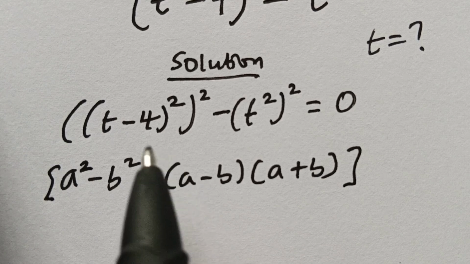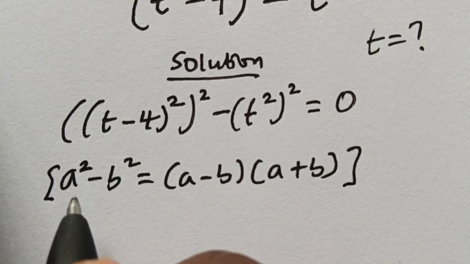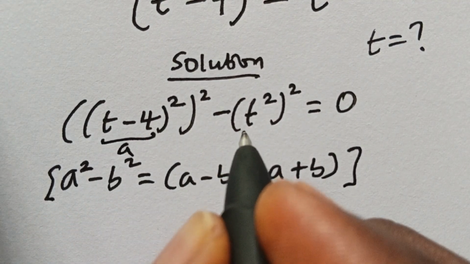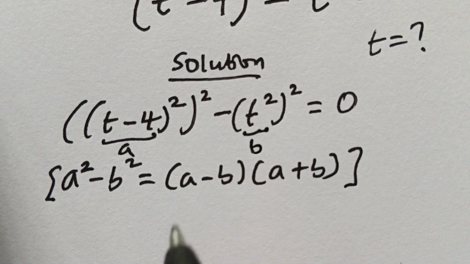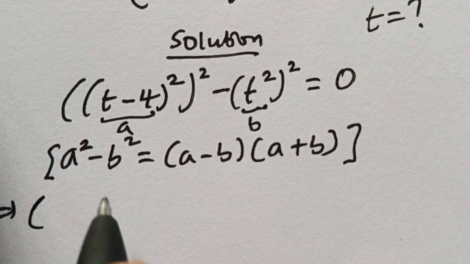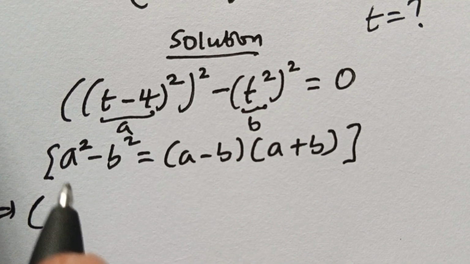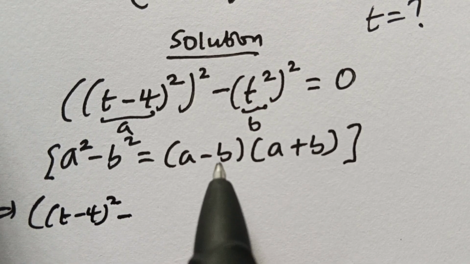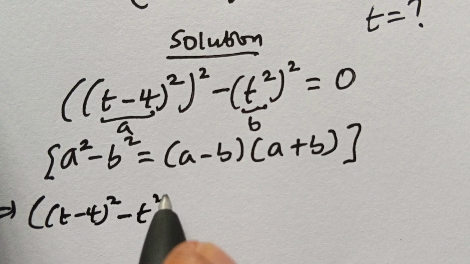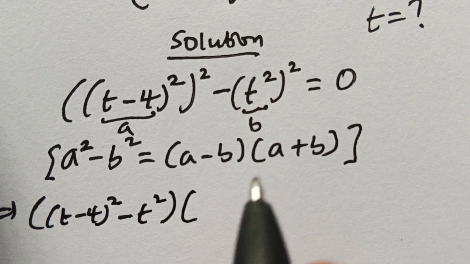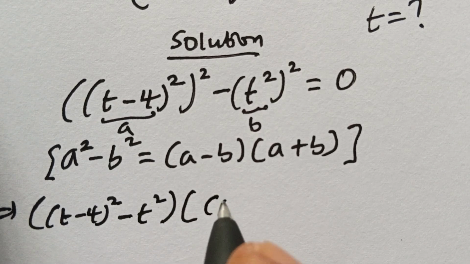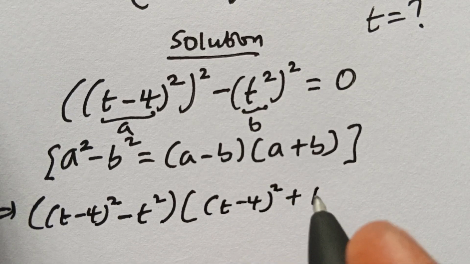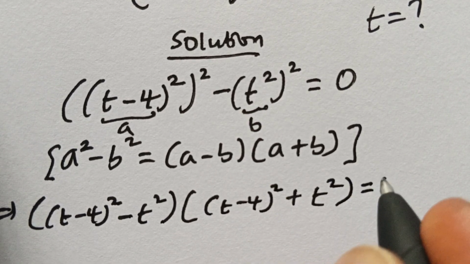Applying this identity, you will notice that our a is (t minus 4) squared and our b is t squared. This implies that we have, what is a? A is (t minus 4) squared, minus, what is b? B is t squared, close the bracket, times a, which is (t minus 4) squared, plus b, which is t squared, close the bracket, everything equal to 0.